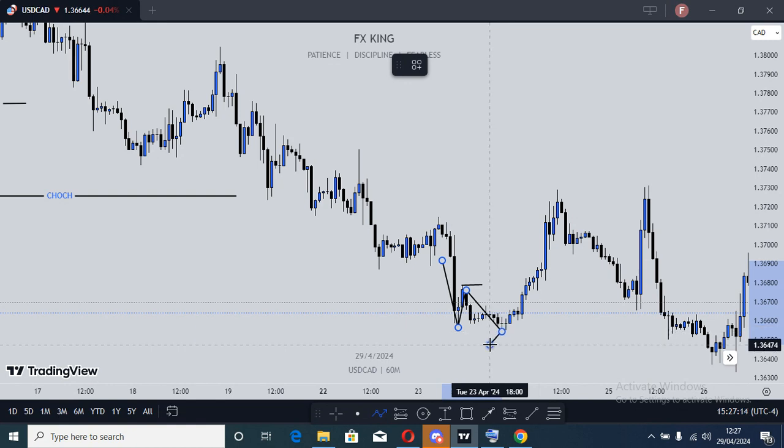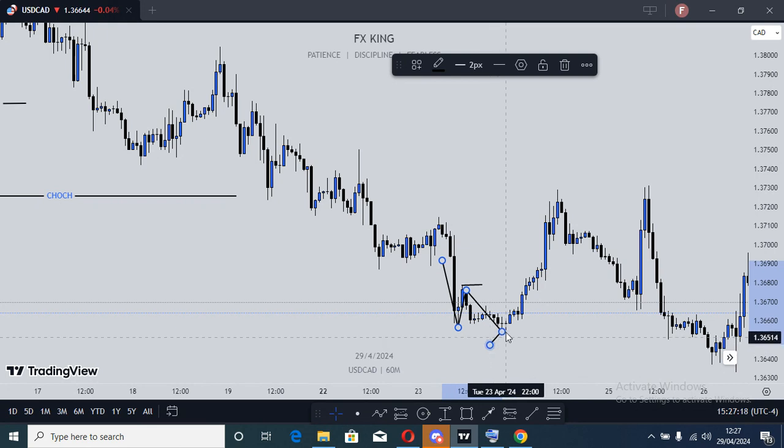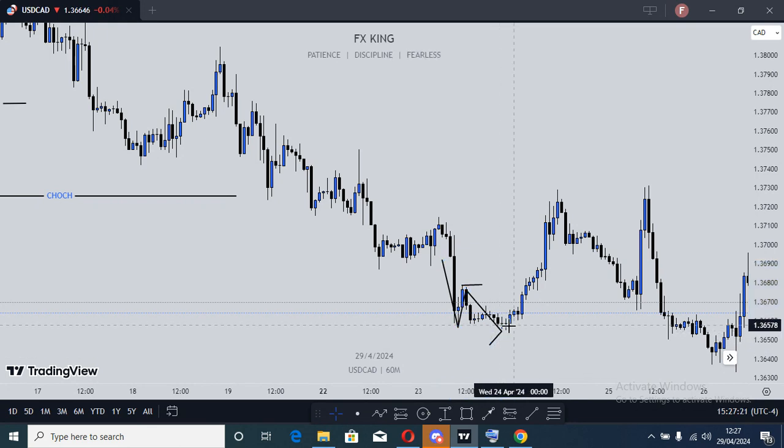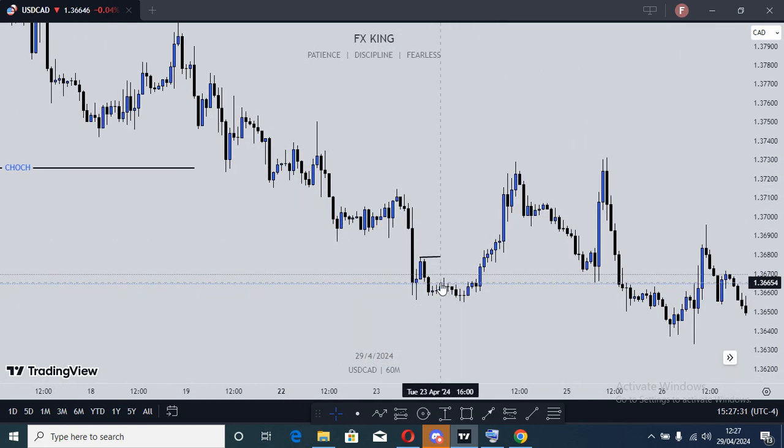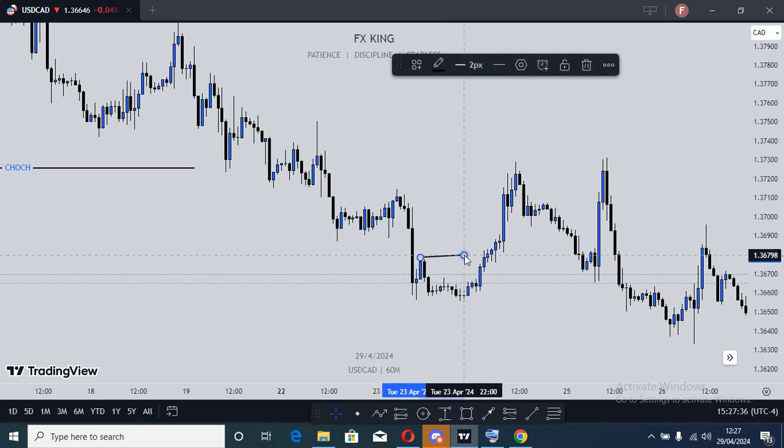So sorry about that. So the move ended here. As you can see, this move ended somewhere around here. So that is our valid pullback in this case. So now that the valid pullback has been taken out, we mark that as our inducement. We are marking this as our inducement. Just put in an X there. X marks the spot.